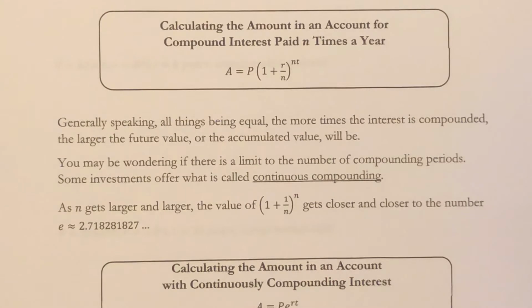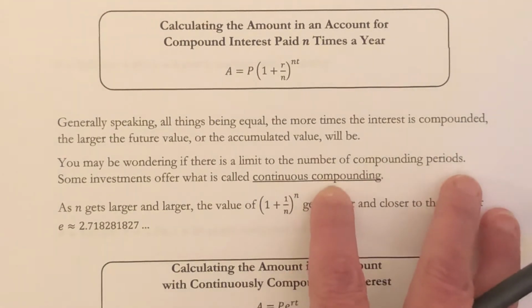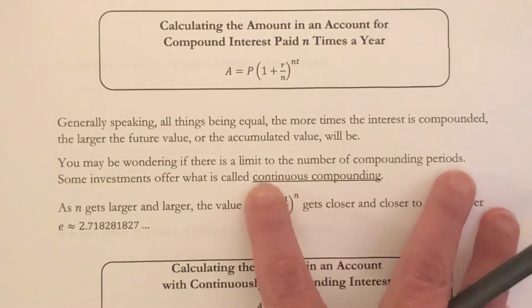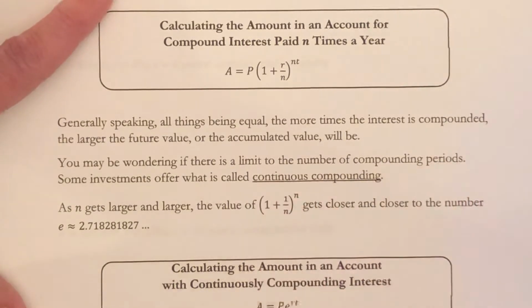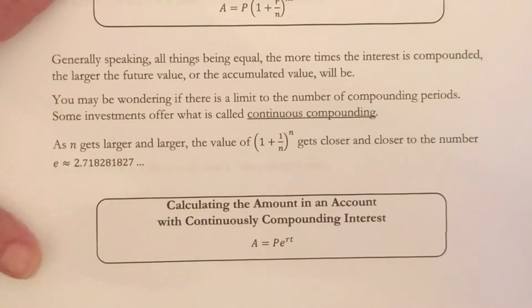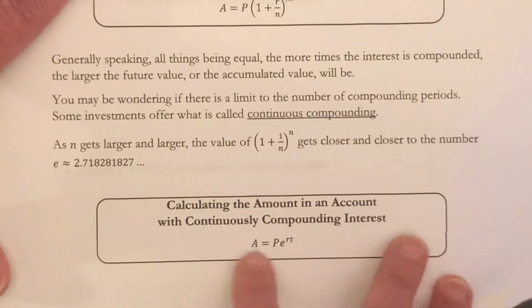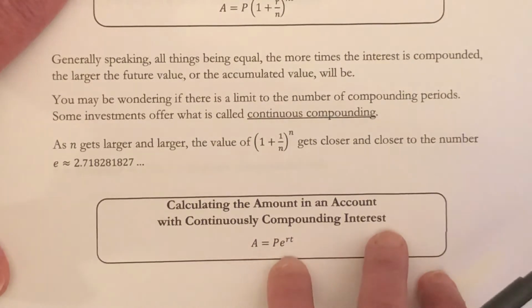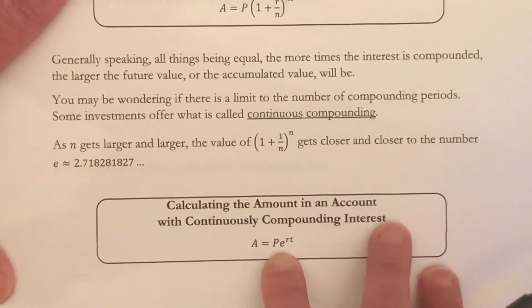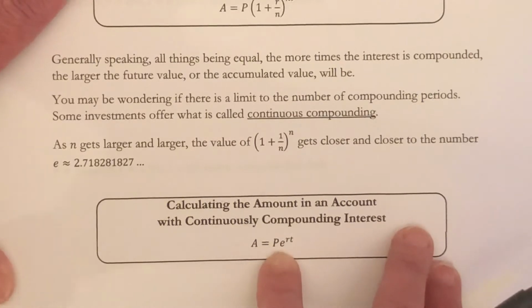Now, if you are compounding continuously, that's what we call it, and the only time you use this formula is if the word continuous is in there. The formula for calculating the amount in an account with continuously compounding interest is A equal P times E raised to the RT. Now that E is the number E that we were talking about.